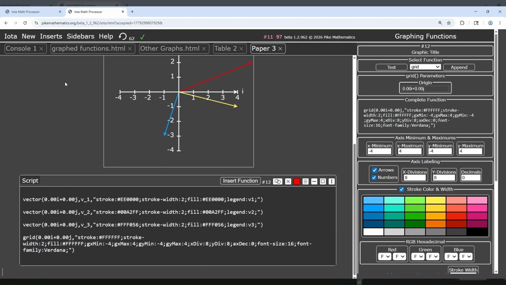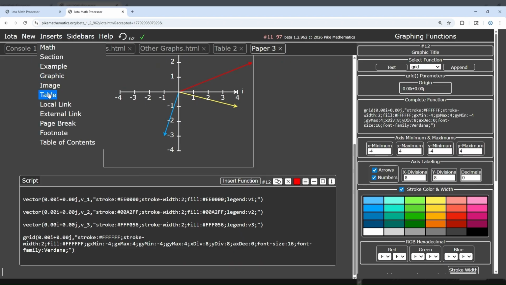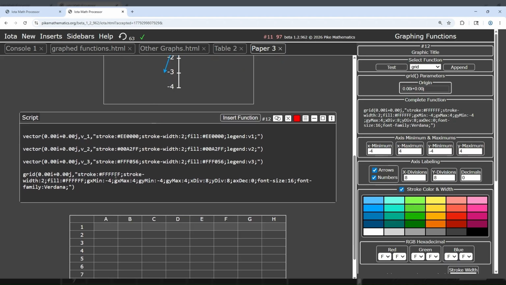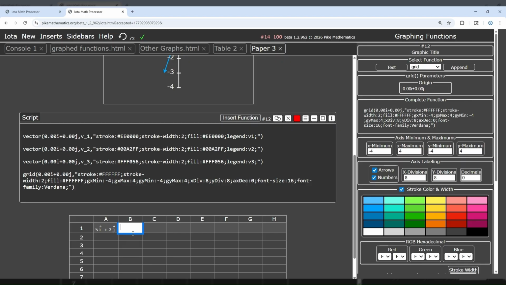We can also insert a table. I'll go ahead and insert a table here. And just like with the graph, if I wanted to work with v1 or v2 or v3, I could do that here by just saying equals v underscore 1. There you go. And that's v1. Let's make this one v underscore 2. And we'll make this one v underscore 3.